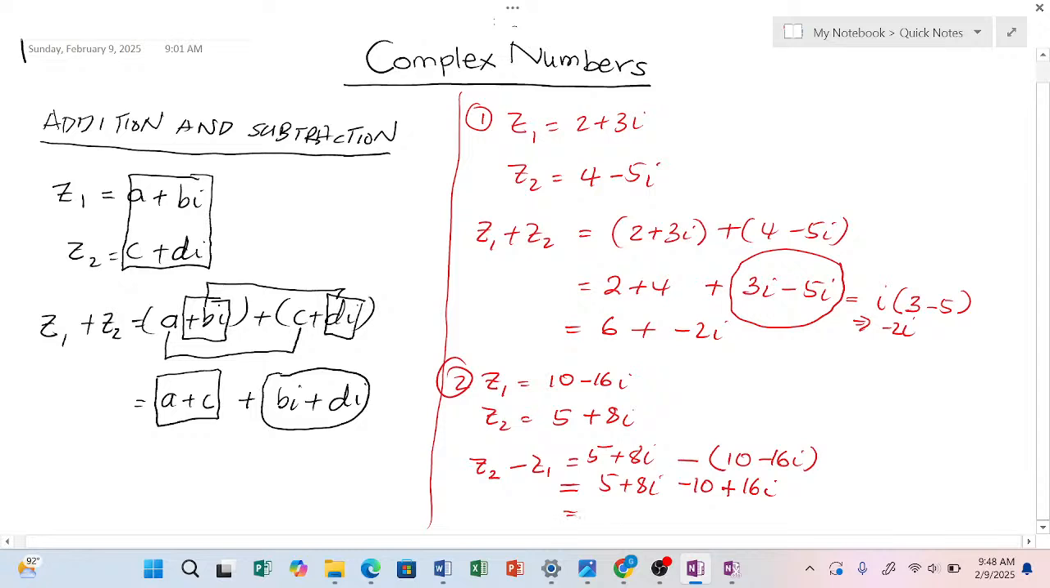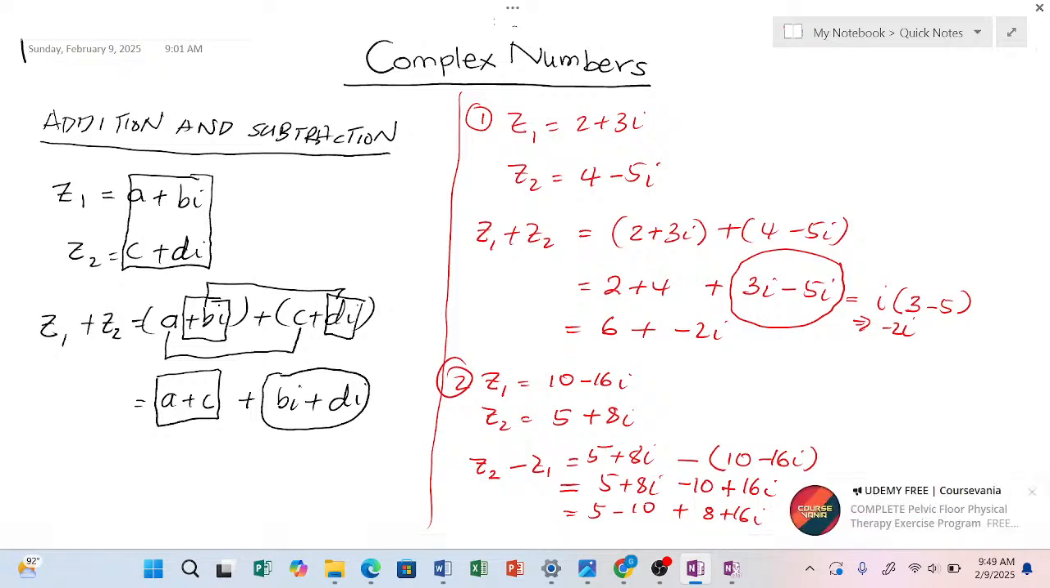So here too you group like terms. The real part to be at one side, that is 5 minus 10. Then the imaginary part at another side, that is 8 plus what? 16i. And this is going to give us minus 5 plus 24i. And that will be it. So this will be the end of addition and subtraction of complex numbers in the rectangular form.